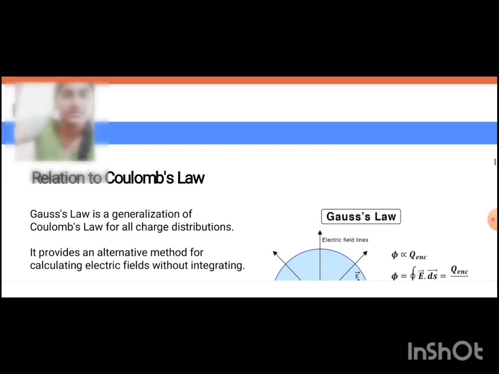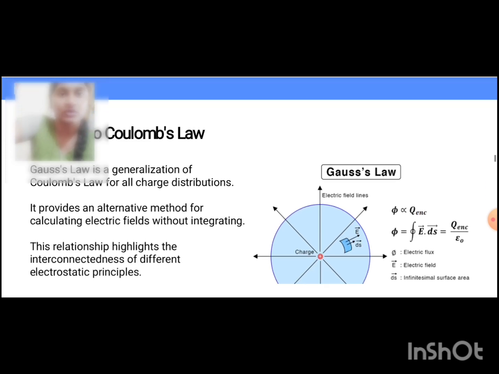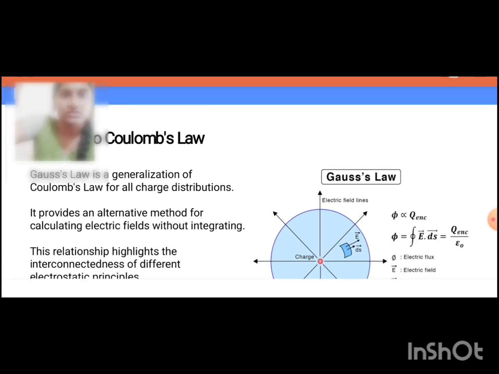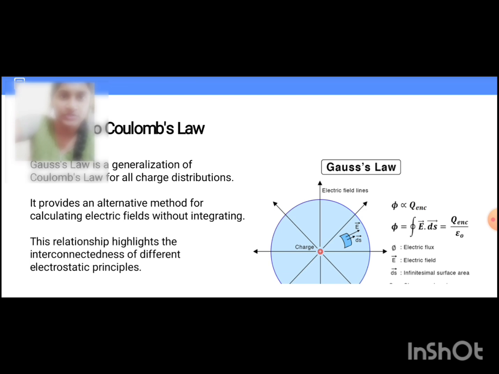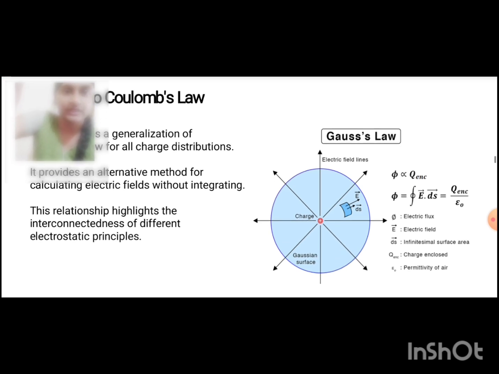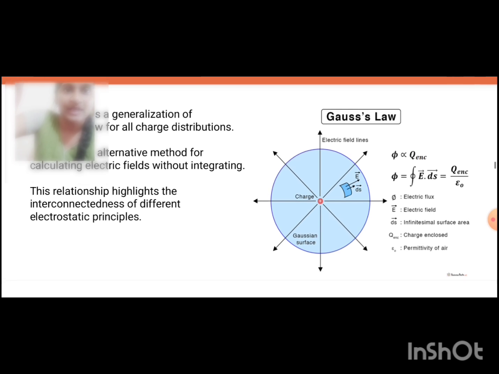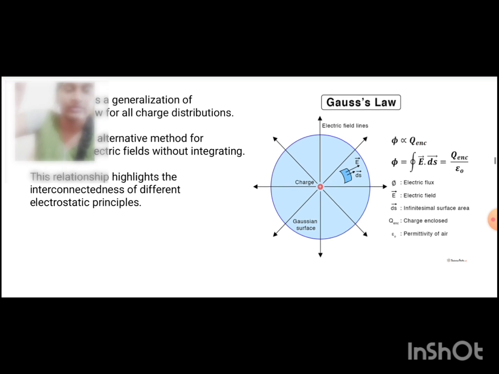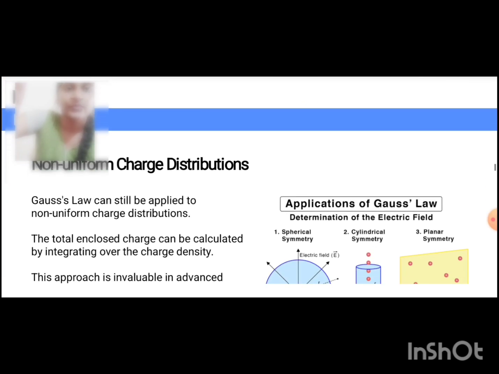So let's see the relation to Coulomb's law. Gauss law is a generalization of Coulomb's law for all charge distributions. It provides an alternative method for calculating electric field without integrating. This relationship highlights the interconnectedness of different electrostatic principles.